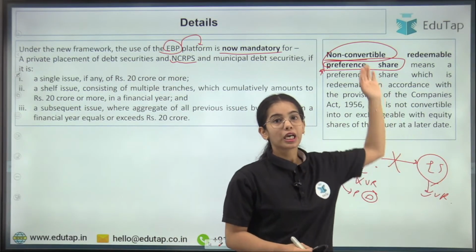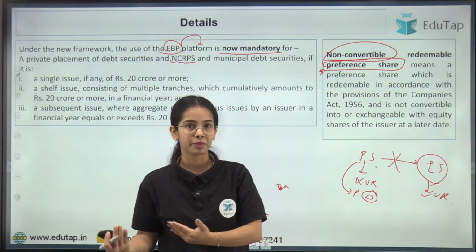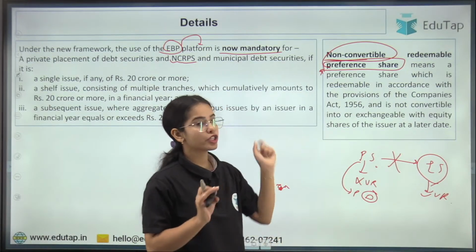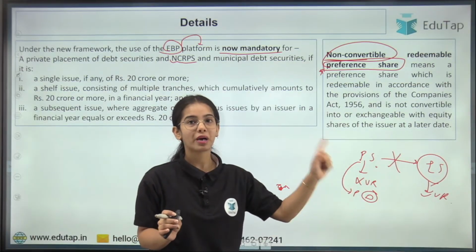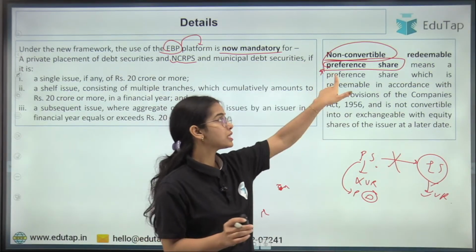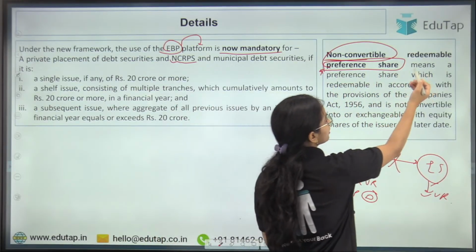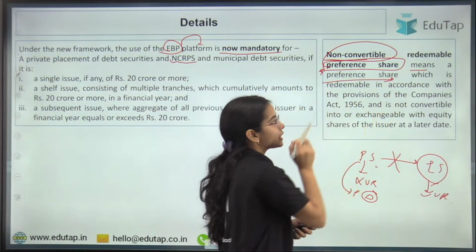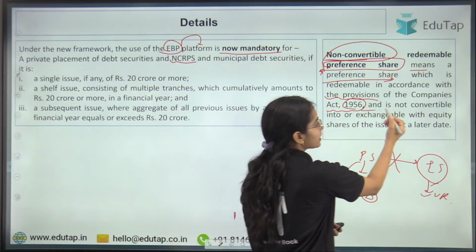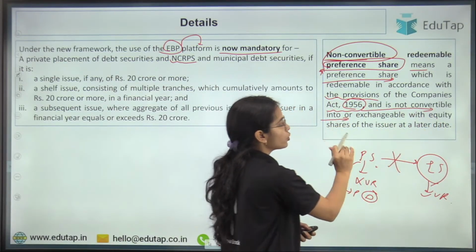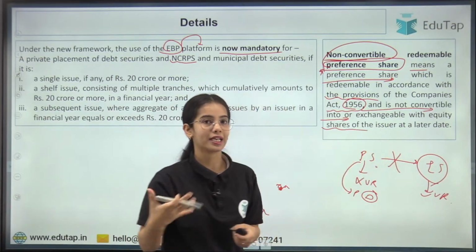Now non-convertible preference shares means that these preference shares cannot be converted into the equity shares, into the normal shares. Redeemable means that they can be redeemed by the company, they can be bought back by the company. So non-convertible redeemable preference share means a preference share which is redeemable in accordance with the provisions of the Companies Act of 1956 and is not convertible into or exchangeable with equity shares of the issuer at a later date.